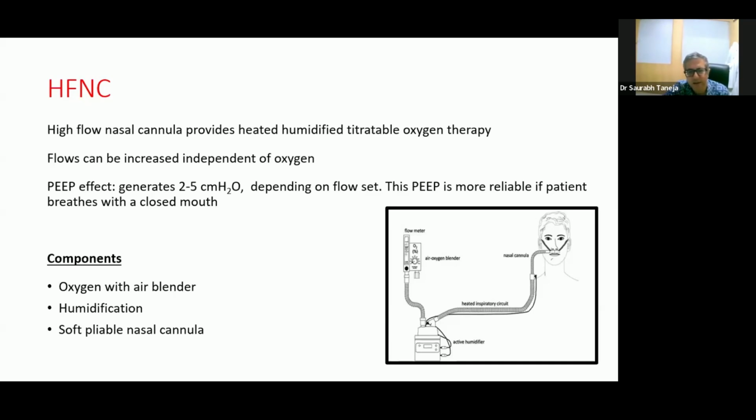The components are an active humidifier, a heated inspiratory circuit, a nasal cannula, a flow meter, and an air oxygen blender. Next, please. So we should note that the nasal cannulas are soft and pliable. Next slide, please.